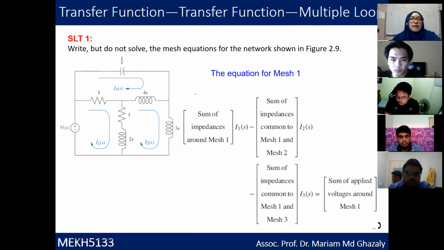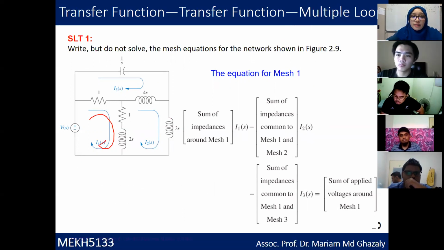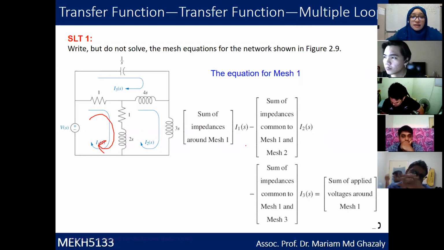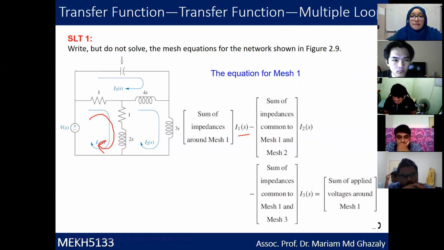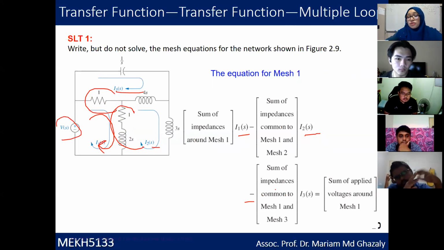Okay, for this one, SLT, you try to do at home. This is similar to what I have shown you for the two loop system. This is a 3 loop, same thing. How to get the equation, do at home; I'm just going to explain it. The first mesh equation: the sum of impedance around this loop times I1, minus the impedance common to I2, which is this one. And minus another, because you have another loop, which is I3, minus the impedance common to it. Equivalent to the voltage around this loop, you have Vs. So you get the first equation.